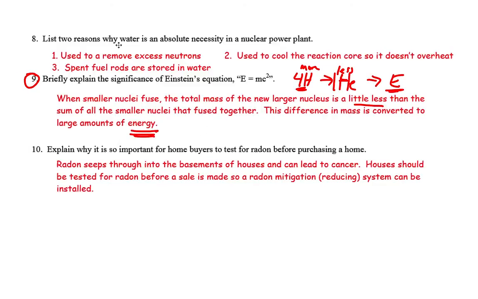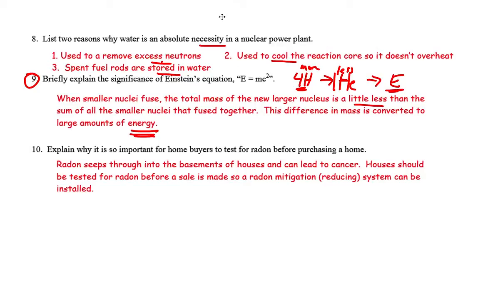All right, 2 reasons why water is absolute necessity in a power plant. Hopefully you mentioned one of these, or at least 2 of these 3. 1, we want the water to absorb any neutrons. 2, we put the spent fuel rods in the water, and it can cool them down and absorb any extra neutrons that are coming out, so it doesn't perpetuate the reaction. And we also use the water to cool the reactor core so it doesn't heat.